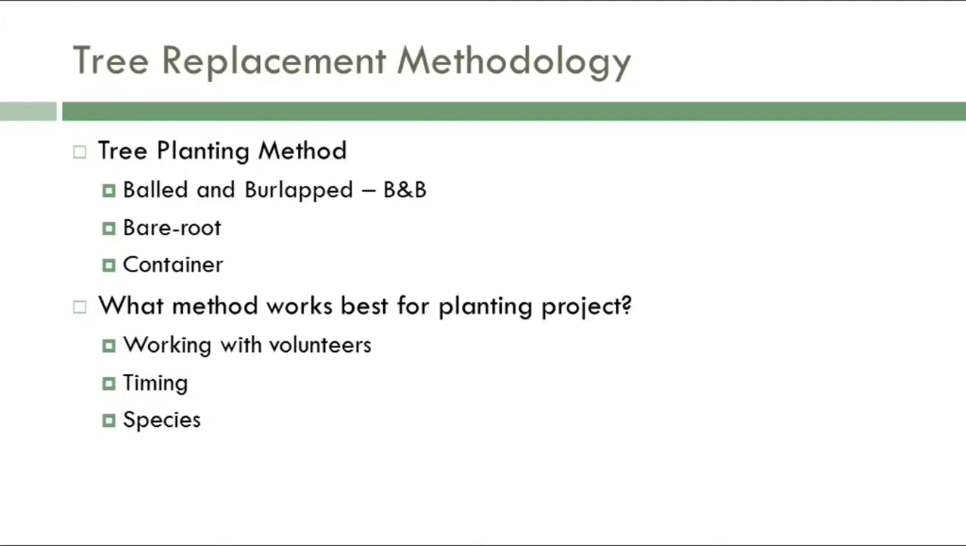Balled and burlap is a very invasive process to a tree in the nursery. It's growing in the nursery just fine, and then you put it in a little ball and you cut off all of its roots. Now it has to reestablish itself. So it's very enticing to go with large material, but there are implications to that. And sometimes it's appropriate, and sometimes it's not.